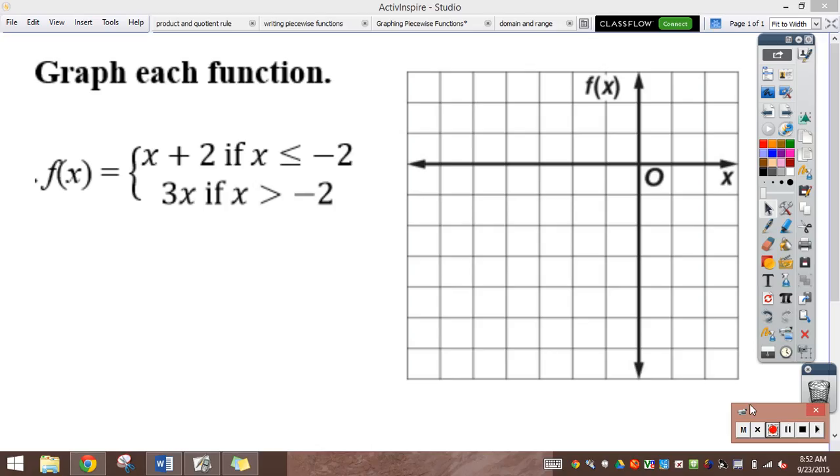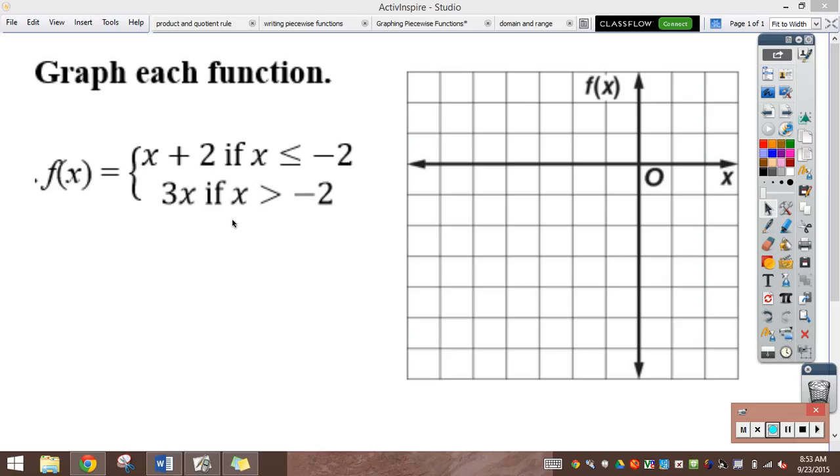So our function here is f of x equals x plus 2 if x is less than or equal to negative 2, and 3x if x is greater than negative 2. For this function, at x equals negative 2, my function will switch from one of these expressions to the other. I'm not really sure yet. There's a possibility the two pieces could meet, but sometimes they don't. If they do not meet at the same y value, then I have to have open and closed circles. So we'll go through all of that.